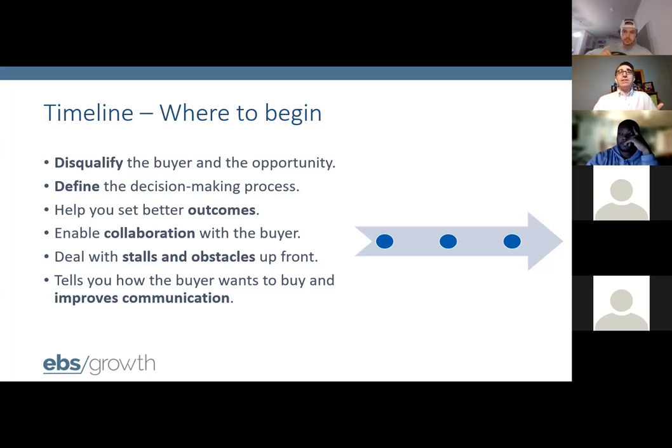Then you help them to set better outcomes, right? The reason that people don't make decisions is they're unsure. So we help them to identify the outcomes so they actually will make a decision, and we have collaboration with the buyer. Now, why is collaboration so critically important? What do you think?